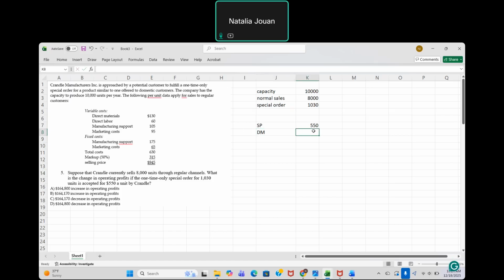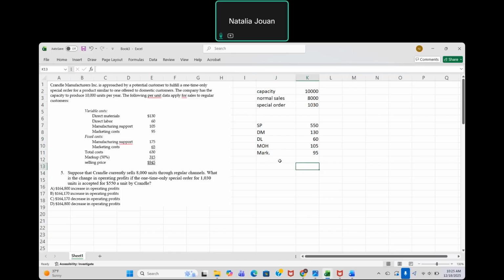Direct materials 130, direct labor 60, manufacturing overhead 105, and marketing is variable. So for each extra unit, we're going to be spending $95.